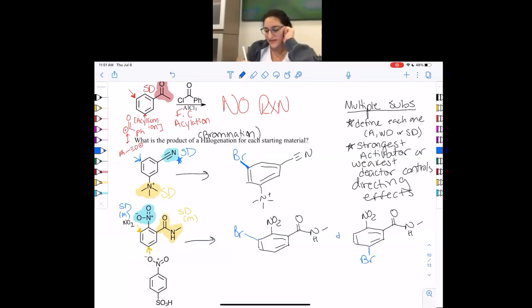Which one of these, A or B, looks more stable to you? B. I totally agree. And the reason is steric hindrance, right? This one is clumped together. This one is far apart. This one is all clumped together. So B is less sterically hindered, so it's more favorable.